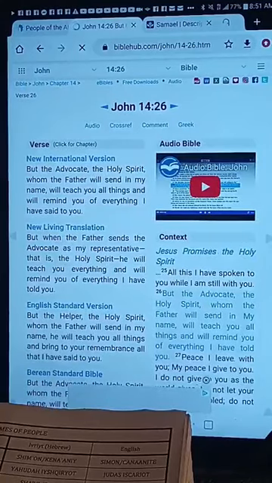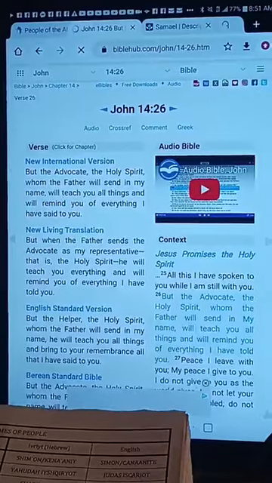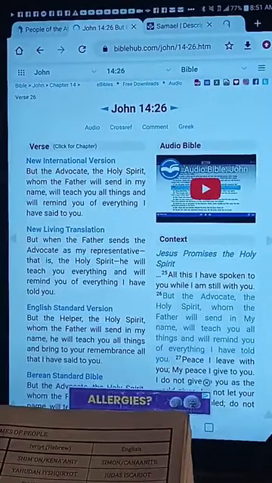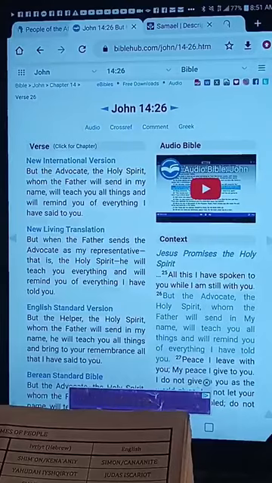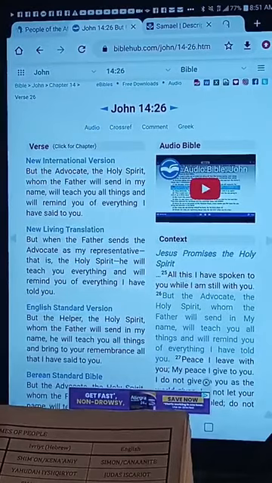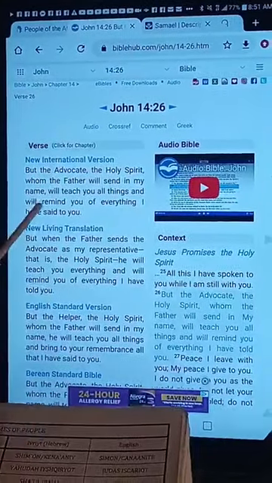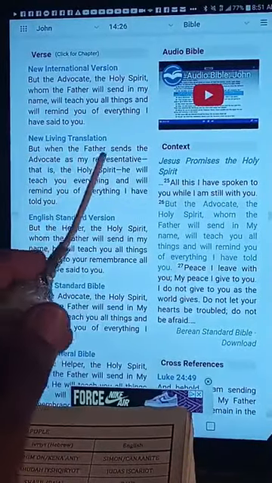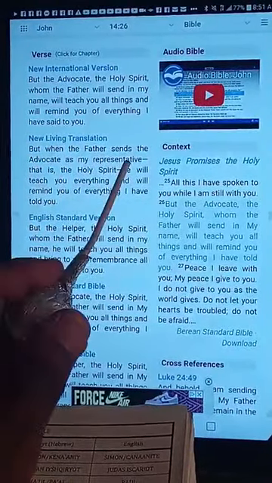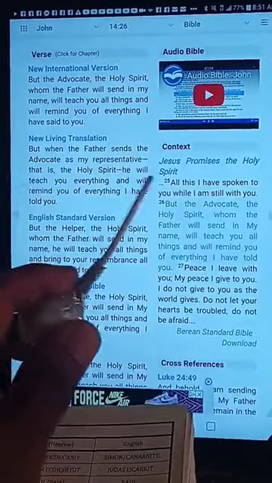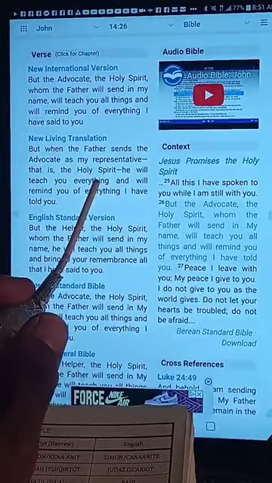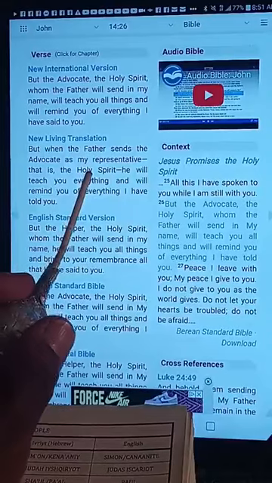And I put the soul of Elijah in John the Baptist's mother's womb, so that we could come together after I become the age 30. Then he said, but when the Father sends the advocate as my representative, that is the Holy Spirit, he will teach you everything. I'm the advocate, the Holy Spirit.